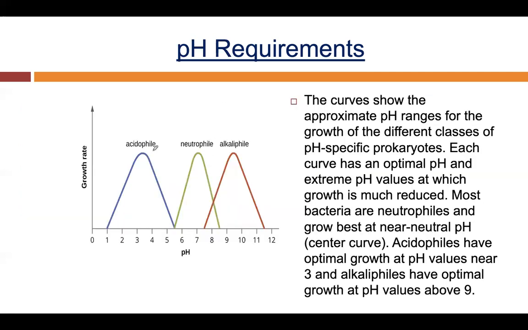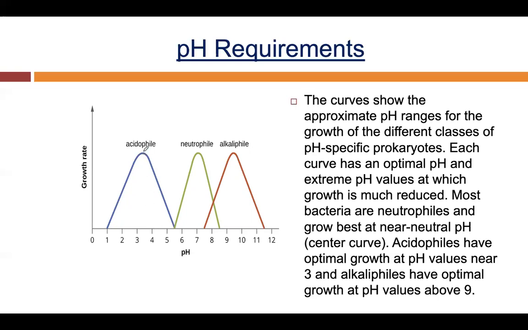So how are we going to find out the optimum one? From the graph, it's very easy to find out. From the peak, we go to the center. For the acidophiles, they can tolerate high acidity, so their range is from 1 to 5.5. If the media pH varies from 1 to 5.5, the acidophiles can grow.